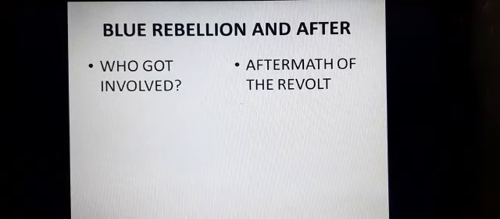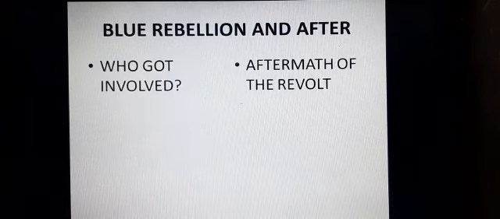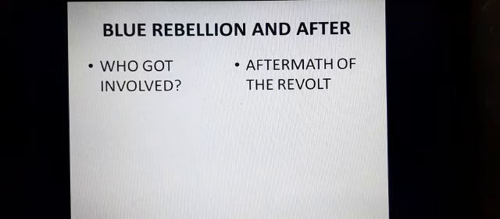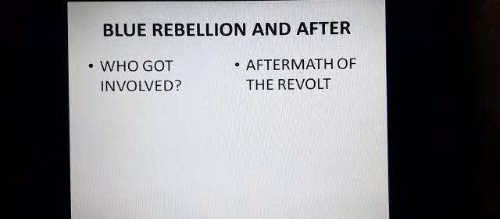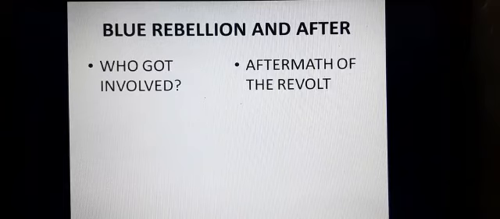Now who got involved? We will now discuss the people who got involved in this rebellion. Students, the indigo peasants expected support or help from the British government. But after the uprising of 1857, the British government was very afraid of revolt because they were not ready to face any other rebellion in India.